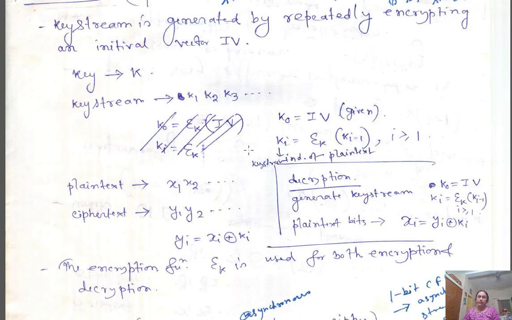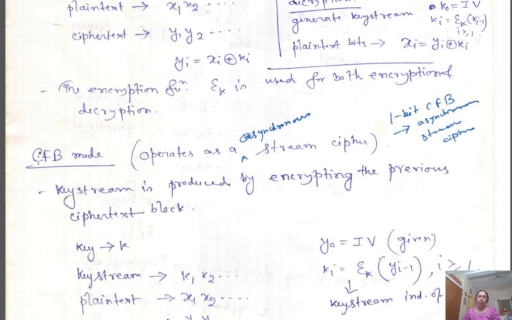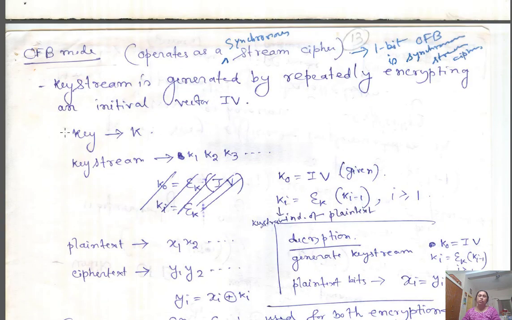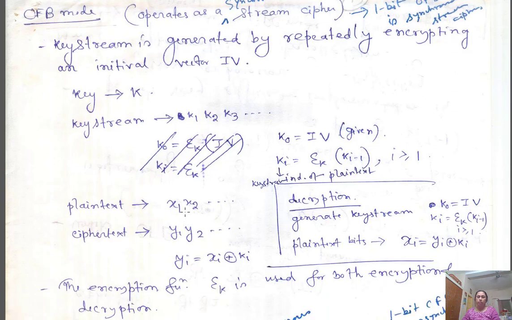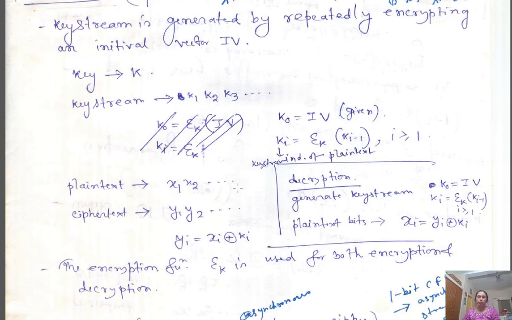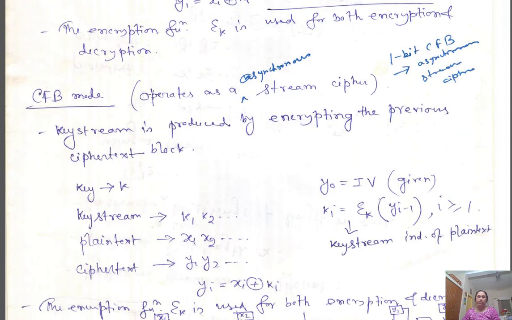Another mode is CFB mode. This is ciphertext feedback mode. So this was output feedback mode, where output is fed back. And this is ciphertext feedback mode.